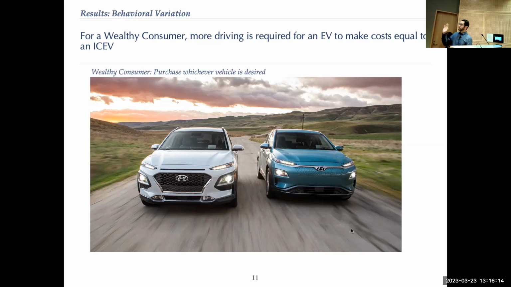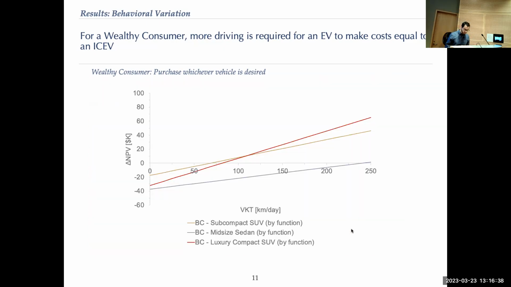I can either get the one on the left-hand side, which is a Hyundai Kona, the gasoline version, or I can get the Hyundai Kona electric, the blue one on the right-hand side, which costs about $20,000 more. For me, it doesn't matter. I'm a wealthy consumer. I want a subcompact SUV, so I don't really care if it's gasoline or electric. I just want that particular one. But of course, the electric one costs a bit more. So for this kind of consumer, how did the economics play out? So this is what the break-even VKTs, or the daily distances that would be required, look like.